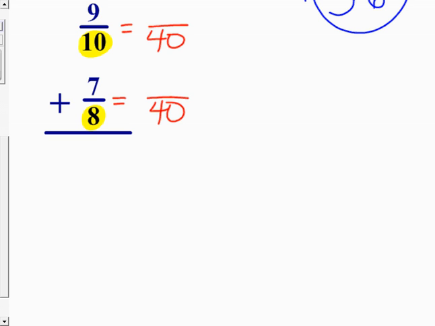Now, some people like to just say, well, 10 times 8 is 80 and use 80. And that'll work, but then it gives you bigger numerators to deal with, and that can be a little bit hard sometimes. So I like to use the lowest common denominator. So now we have to change to equivalent fractions. 10 times 4 is how I get 40. So 9 times 4 is 36. 8 times 5 is 40. 7 times 5 is 35.